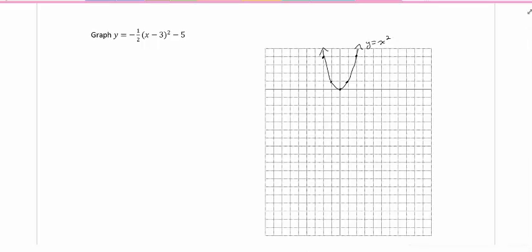Now we'll begin to apply the transformations. We have an a value of minus 1/2. Because it's a minus, that's going to cause a reflection through the x-axis, and the 1/2 will cause a vertical compression by a factor of 1/2. We can make both of those transformations happen by multiplying the y values from our base graph by that a value of minus 1/2.